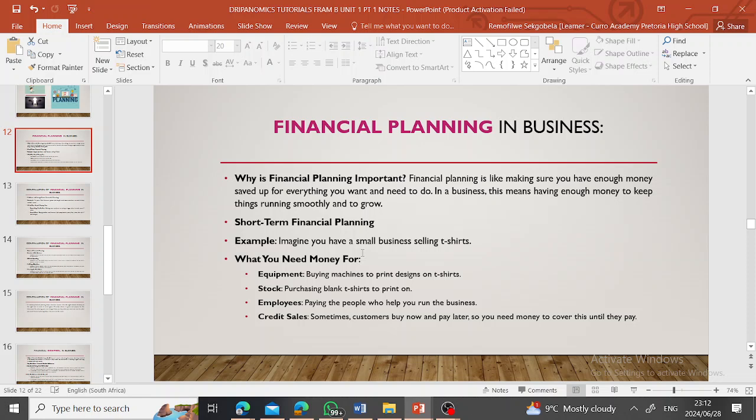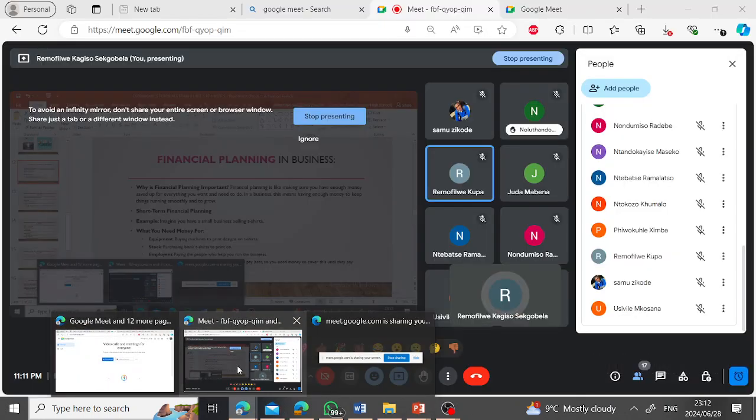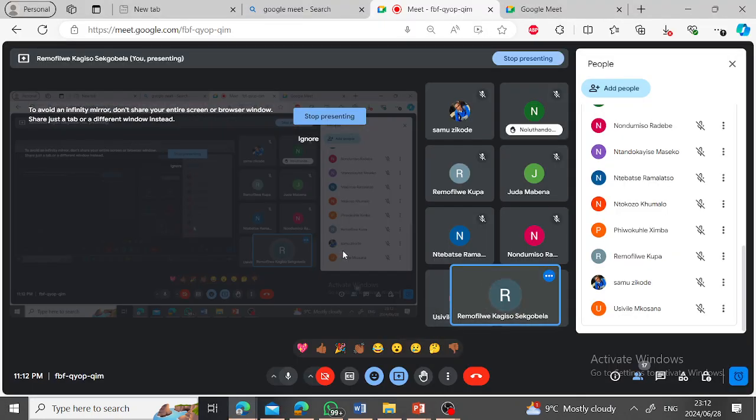And then your credit sales. Sometimes customers buy now and pay later, so you need money to cover this until they pay. Because we do this in accounting. It's called what? Accrual basis of accounting. You did this for FRAM also. Can someone just tell me what accrual basis of accounting is? They forgot. So what's accrual basis of accounting, guys? I'm seeing thumbs up, but no one's unmuting themselves.